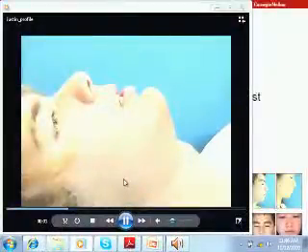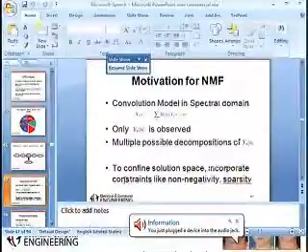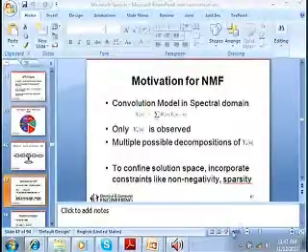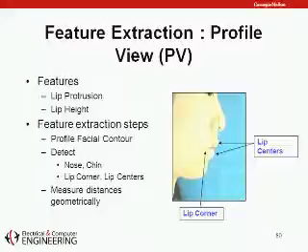These are the images which were collected, and I'm working on these images. And then everything is extracted automatically.